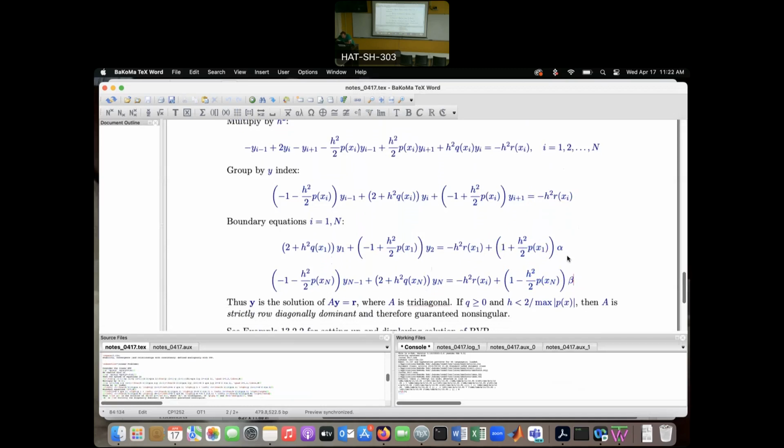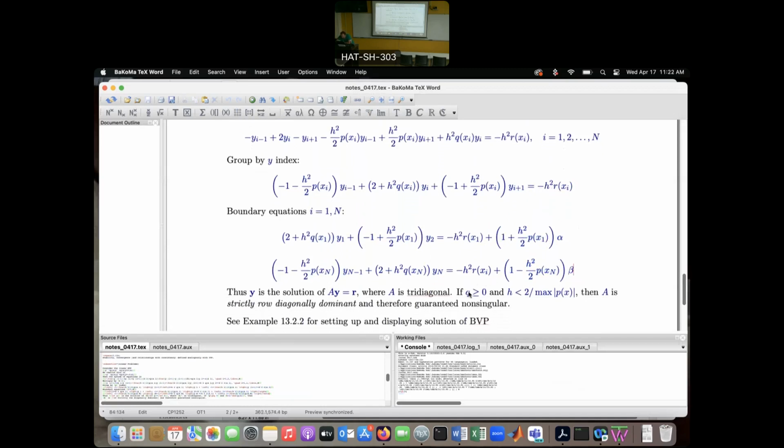And it can be proven that if the coefficient q of x is non-negative, and if the spacing h is sufficiently small relative to p, then A is going to be strictly row diagonally dominant, and therefore guaranteed invertible. Now, the term strictly row diagonally dominant has come up before, in chapter 5, for iterative methods: if A satisfies the condition, the Jacobi method is guaranteed to converge.